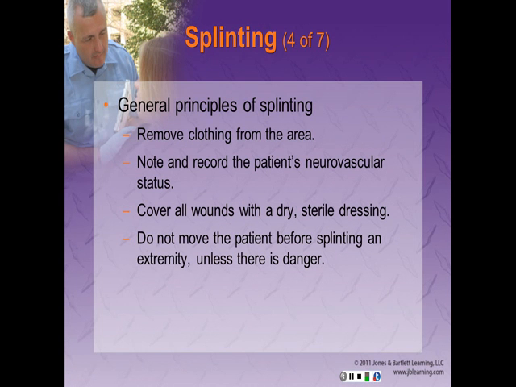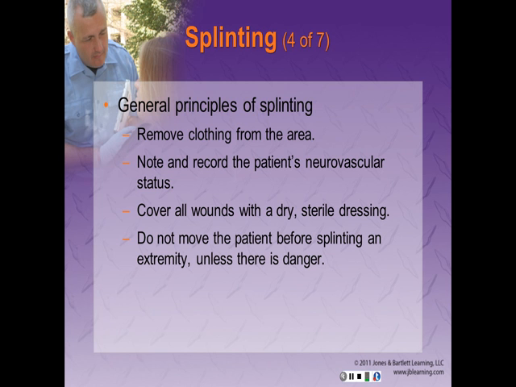Remove clothing from the area of any suspected fracture or dislocation so that you can inspect the extremity for deformities. Note and record the patient's neurovascular status distal to the site of the injury, including pulse, sensation, and movement. Cover all wounds with a dry sterile dressing before splinting, and do not move the patient before splinting an extremity unless there is an immediate danger to the patient or you.